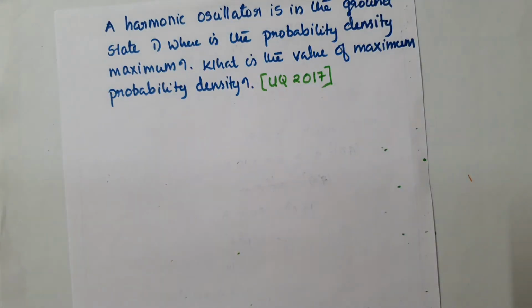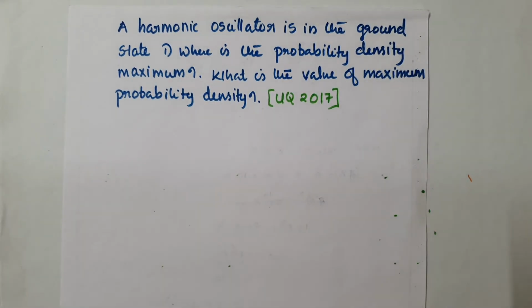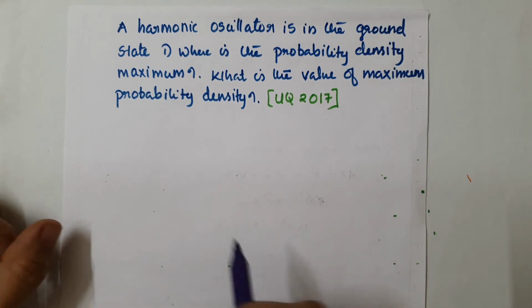Then the third question is: a harmonic oscillator is in a ground state. What is the probability density? Where is the probability density maximum, and what is the value of the maximum probability density?